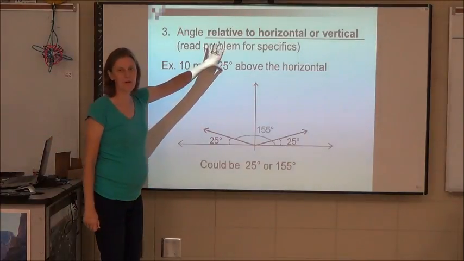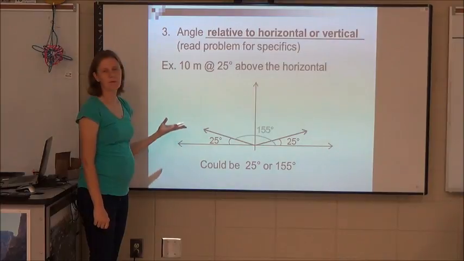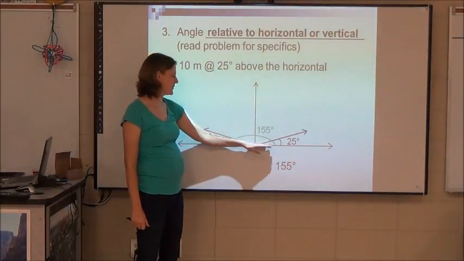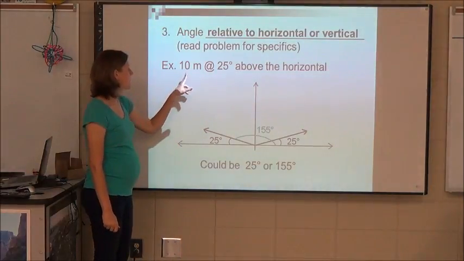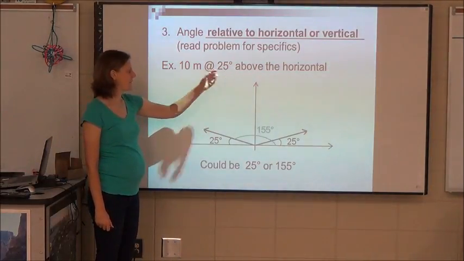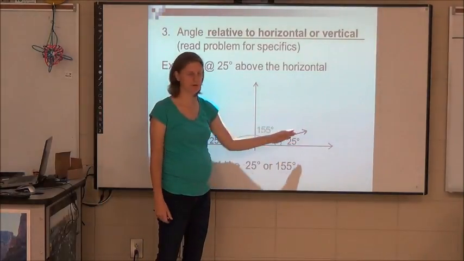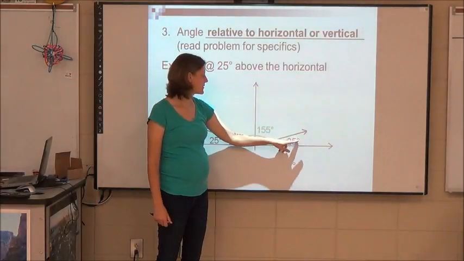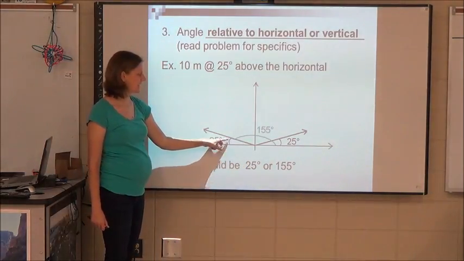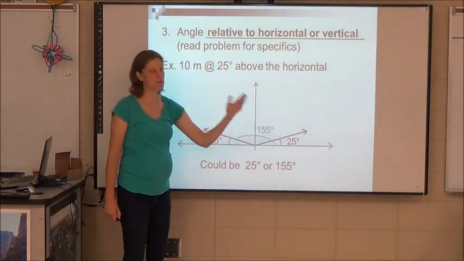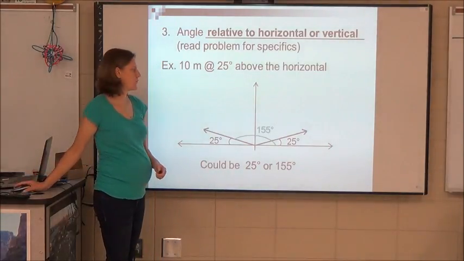Okay, you can also have the angle just relative to a vertical or a horizontal. When we do projectile motion, they'll often just say, whatever angle with the ground. So if you had 10 meters at 25 degrees above the horizontal, well, that could be this way, which we'd probably pick. But realize the horizontal extends over here, so it could also technically be 155 degrees. So just read the problem for specifics. It should hopefully be obvious which way to point that vector.